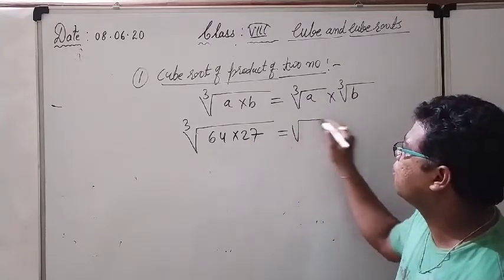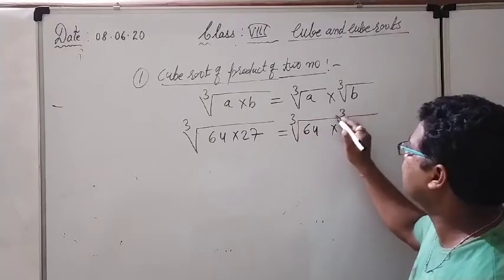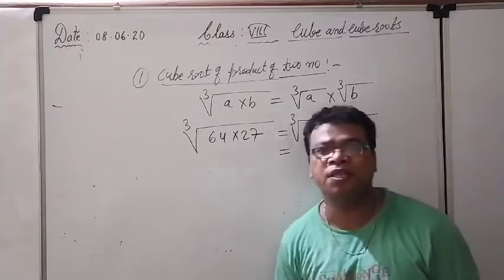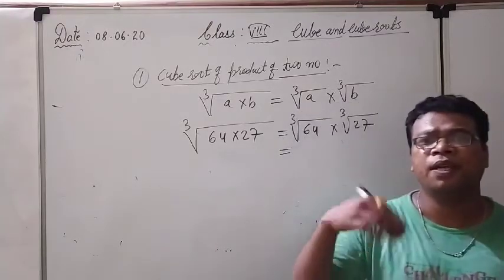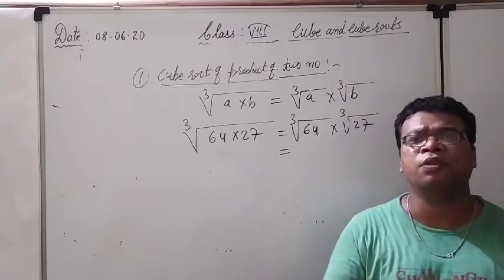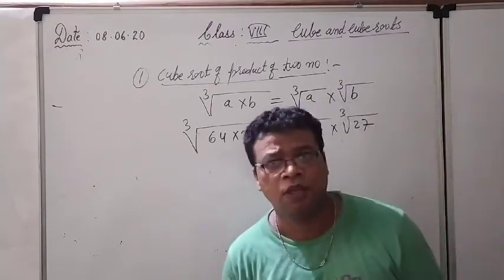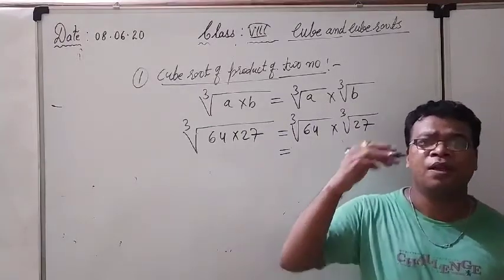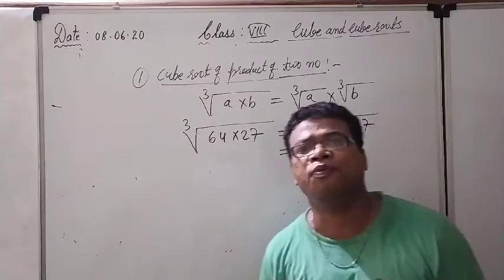So actually it is equal to the cube root of 64 and again the cube root of 27. Means whatever the cube root of the product of the numbers, it is equal to the multiplication of their separate cube roots. The cube root of the product of the numbers, we can say, is also equal to their separate cube roots, and finally the multiplication of them.